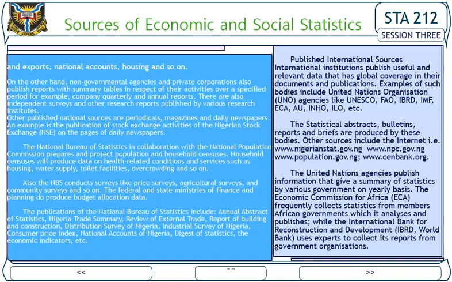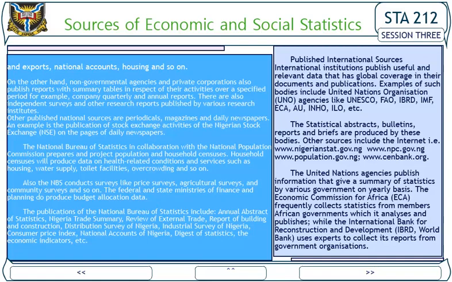Other sources include the Internet, that is, www.nigerianstat.gov.ng, www.npc.gov.ng, www.population.gov.ng, www.centbank.org. The United Nations agencies publish information that gives a summary of statistics by various governments on a yearly basis.